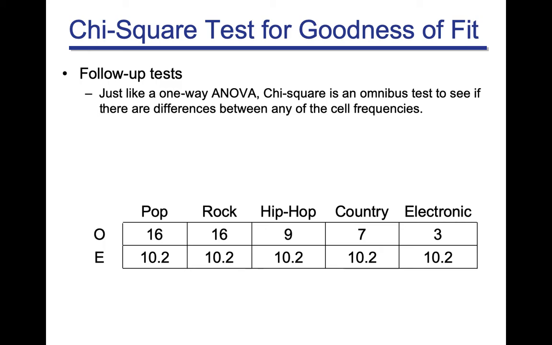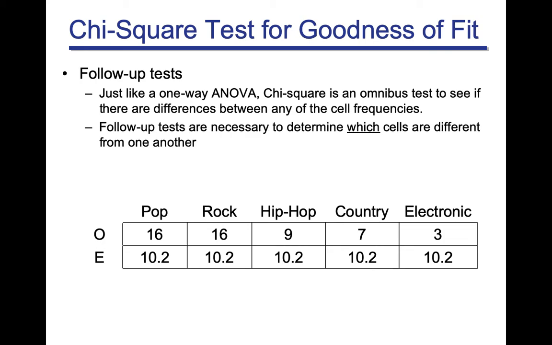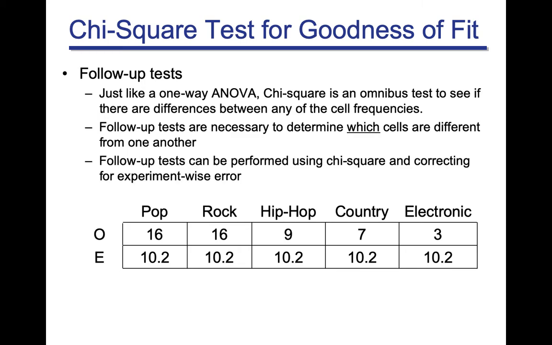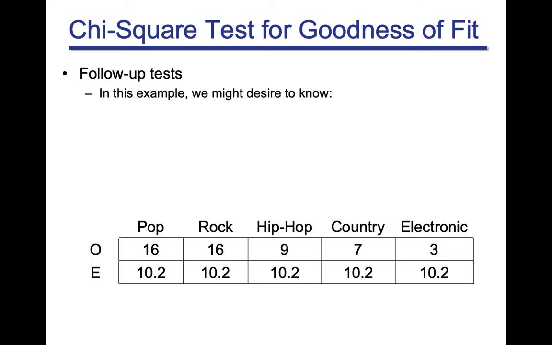And so we need to test to see what the differences are in any of the specific cells. Follow-up tests are necessary to determine which cells are different from one another. Follow-up tests can be performed using the chi-square statistic again and just correcting for experiment-wise error. This is very similar to what we did with our follow-up tests following up ANOVA and correcting for experiment-wise error using a Bonferroni correction.